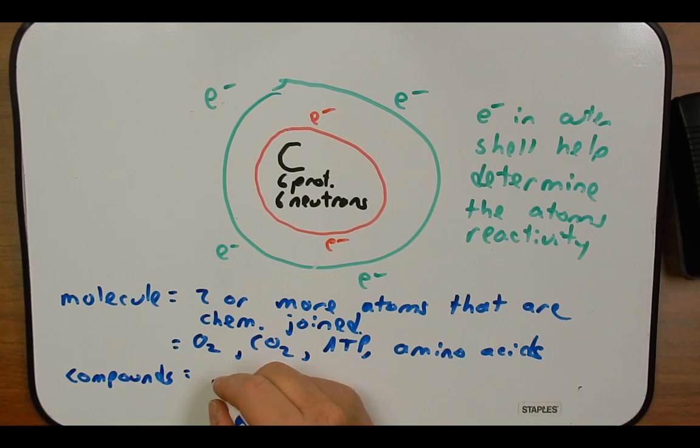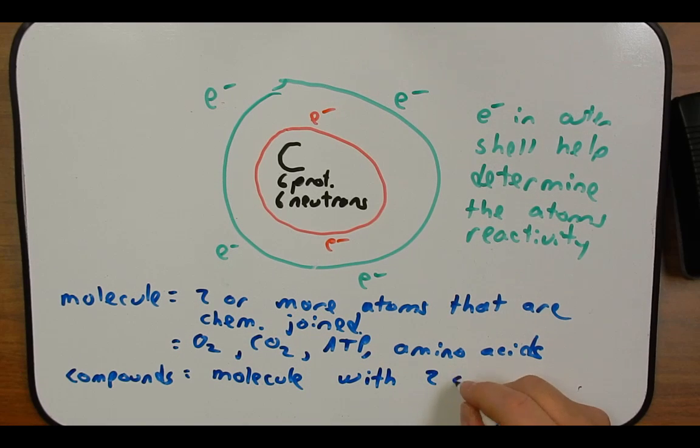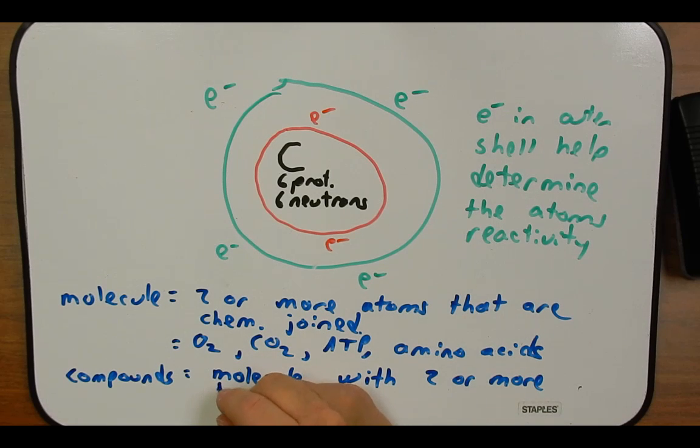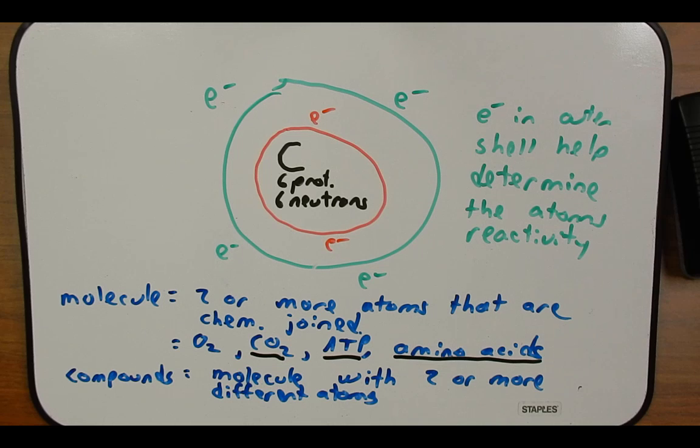A compound is a special kind of molecule with two or more different atoms. So up here, the molecules that would also be compounds would be CO2, because you have carbon and oxygen. ATP, I didn't draw out the structure, but there's more than one kind of atom in ATP. Same thing with amino acids. The only one up here that is not a compound is oxygen, because it contains only oxygen.